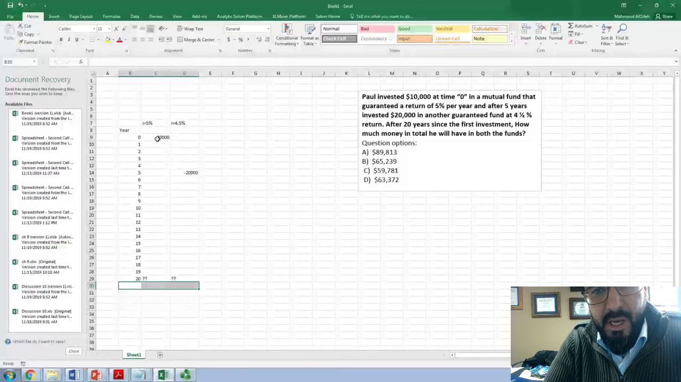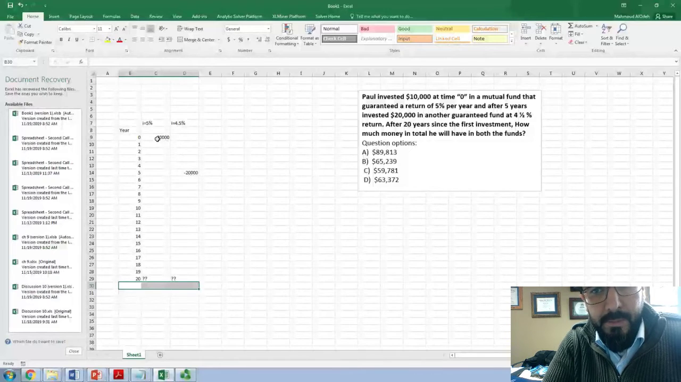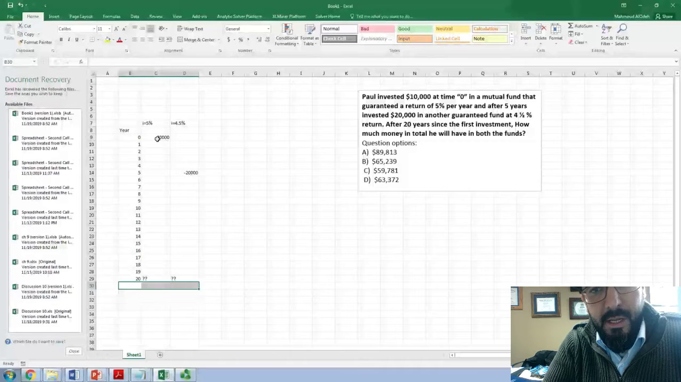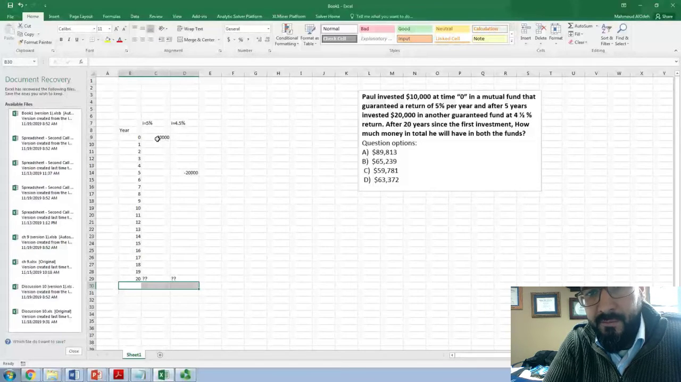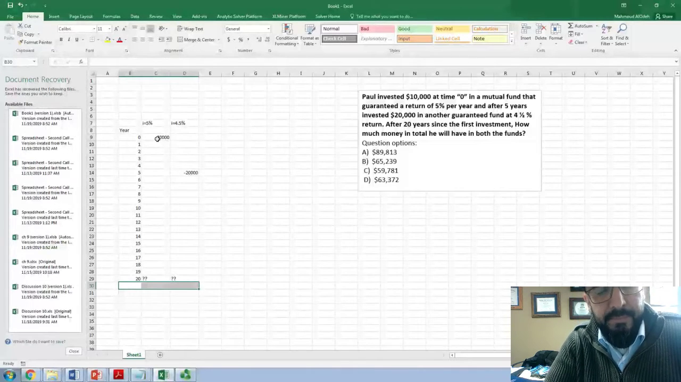Paul invested $10,000 at time zero in a mutual fund that guaranteed a return of 5% per year, and then after 5 years invested another $20,000 in another guaranteed fund at 4.5% return. After 20 years since the first investment, how much money in total will he have in both funds?